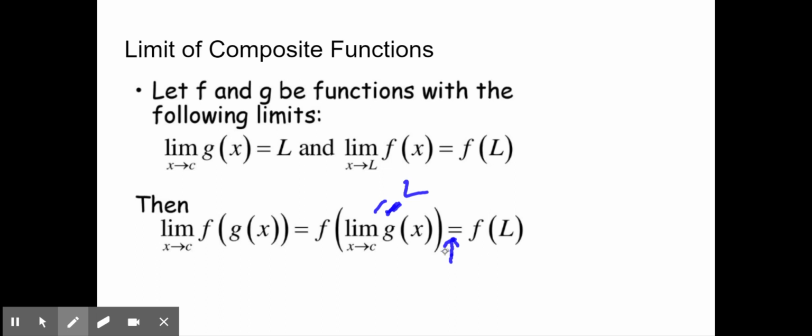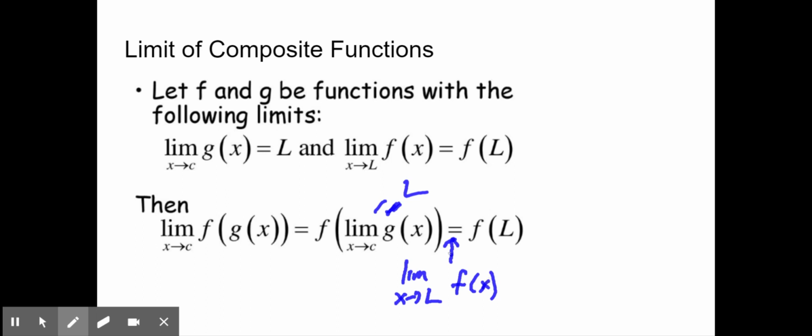You can do that, but what you really should be doing after you do this first step is actually calculate the limit as x goes to L of f of x. That's what you're actually calculating.